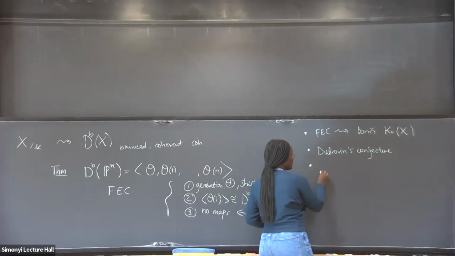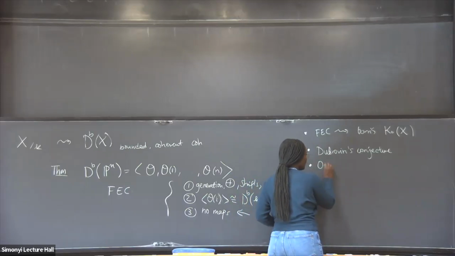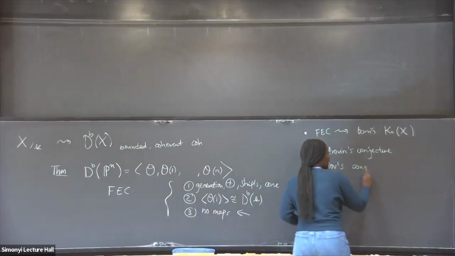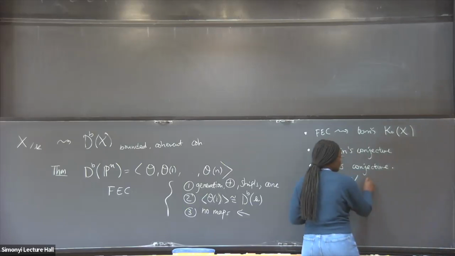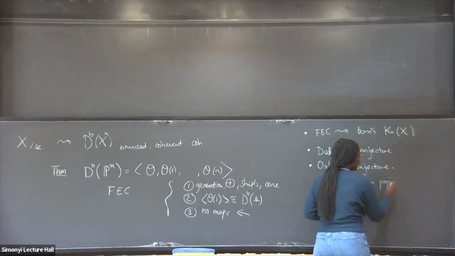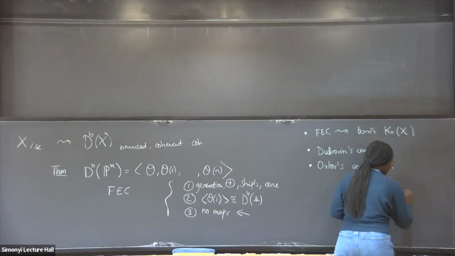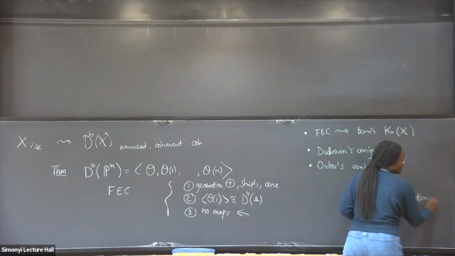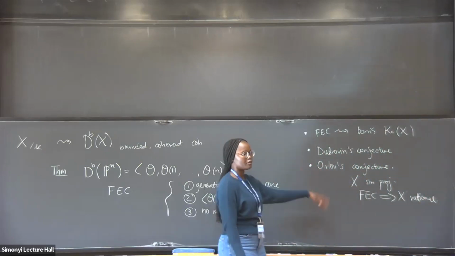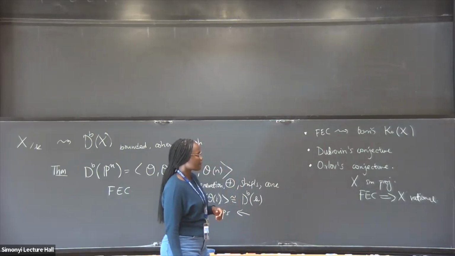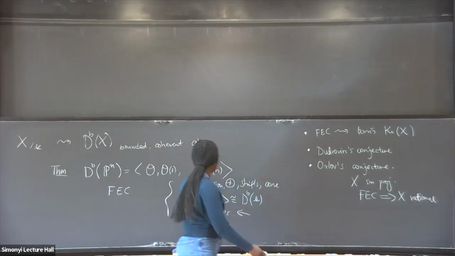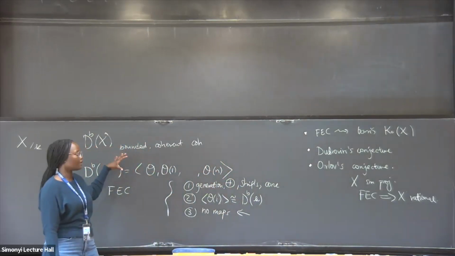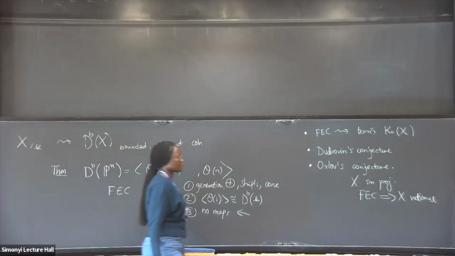Another conjecture related to this is Orlov's conjecture. Orlov's conjecture says that if X is smooth and projective, then having a full exceptional collection should imply that X is rational. This is a largely open conjecture, but basically it's a guiding principle for trying to find examples of varieties where you have a full exceptional collection.